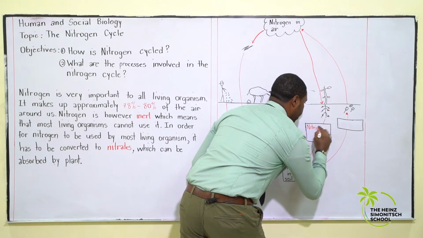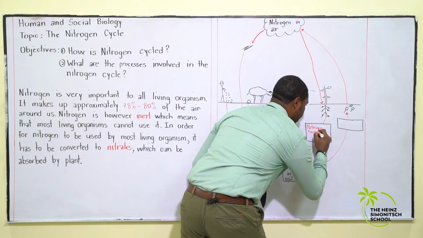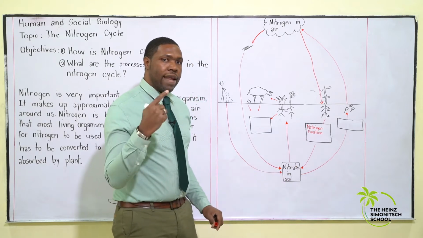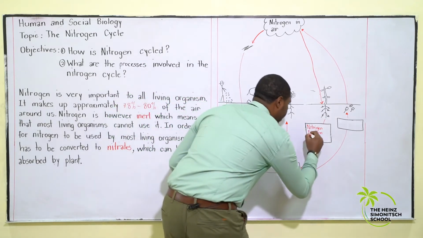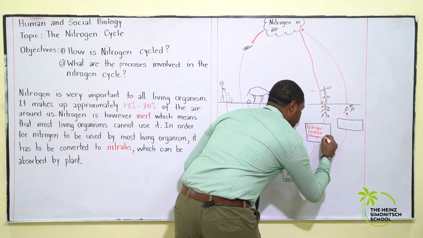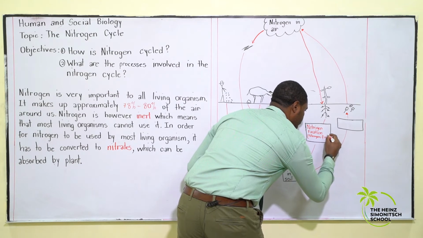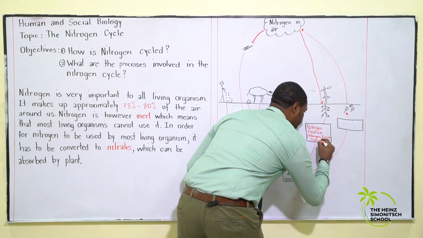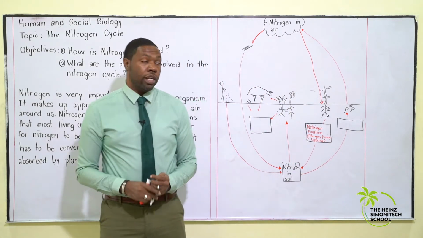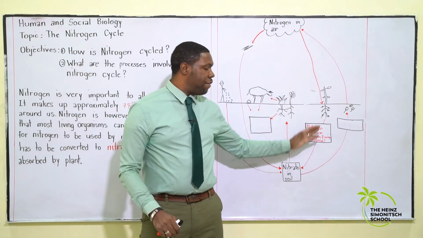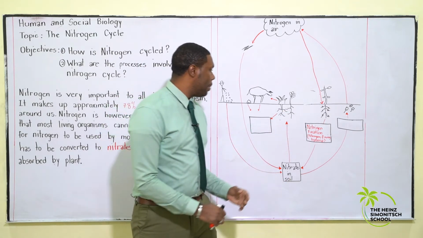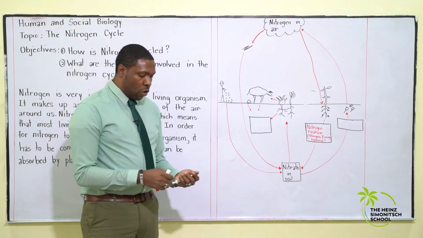Nitrogen fixation. And nitrogen fixation is done by nitrogen fixing bacteria. So the nitrogen fixing bacteria takes nitrogen from the air, fixes it to make nitrates, which plants can assimilate or absorb.